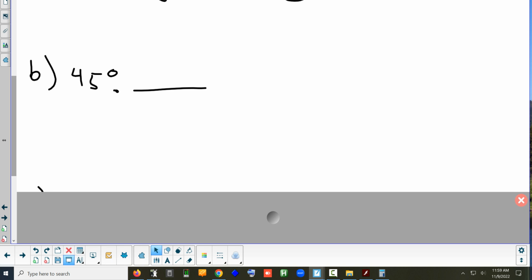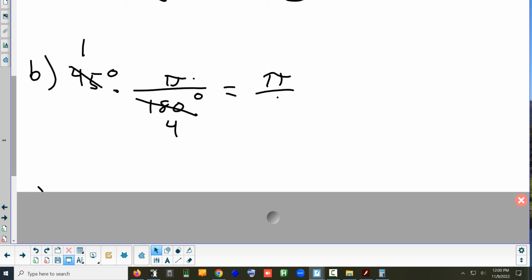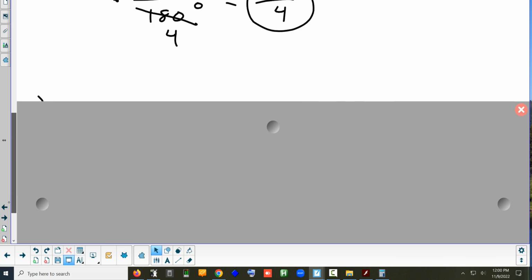How about this one? What unit would go in the bottom? Degrees. 180. Pretend radians is in the top, it's invisible. But what number goes with degrees? 180. What goes next to the RAD? Pi. 45 goes in once. And how many times does it go into 180? 4. So 45 degrees is pi over 4 radians.